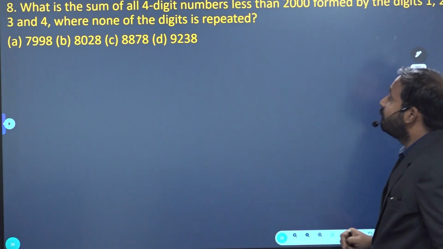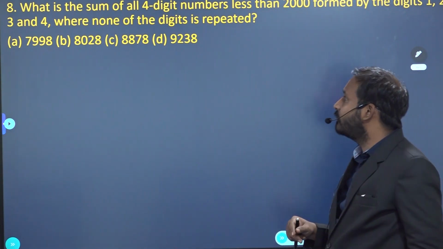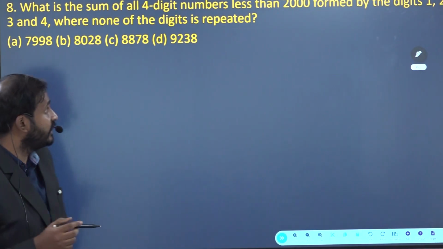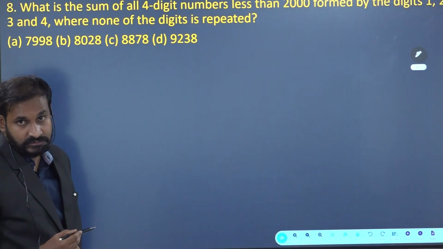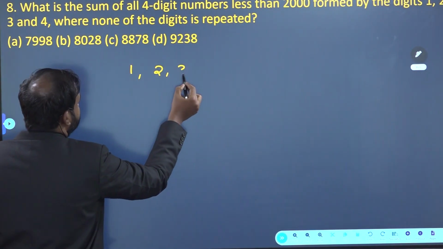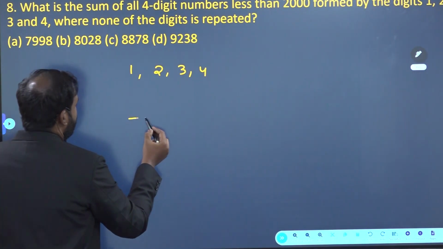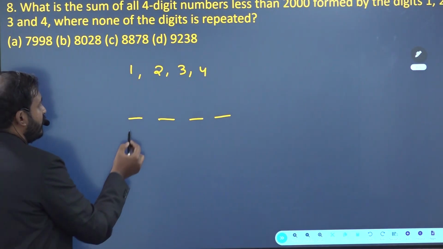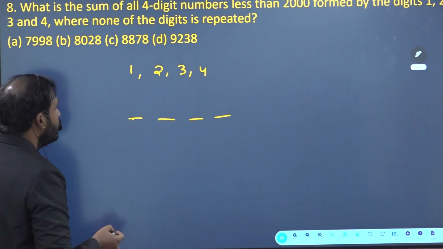Right. Next one. What is the sum of all 4-digit numbers less than 2000 formed by the digits 1, 2, 3 and 4 where none of the digits is repeated? Okay. Now what they are telling is we need to use the digits 1, 2, 3, 4. Less than 2000 means, students, for the first position how many chances will I have? Only 1 chance.